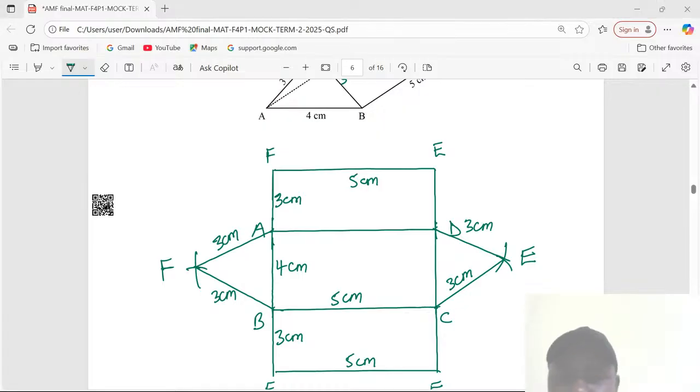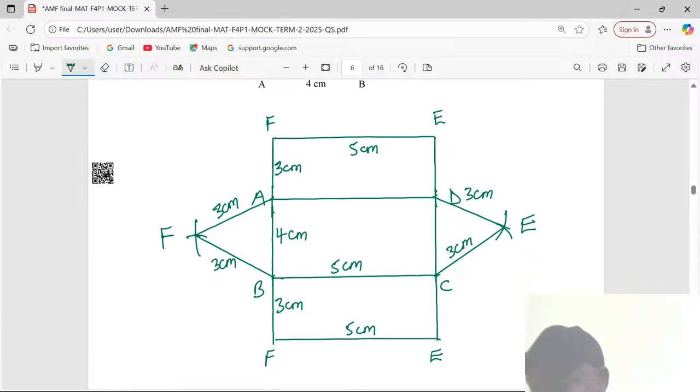Assuming that I was to fold this particular net, thank you, Victor Otieno. How many questions do we have? Section 1, 16 questions. Tomorrow we'll be doing section 2.